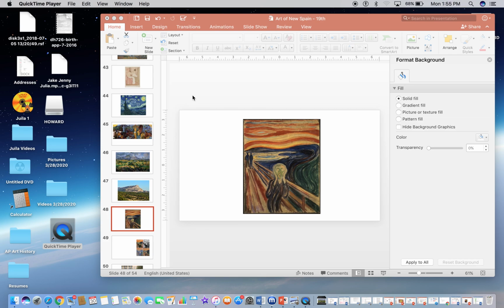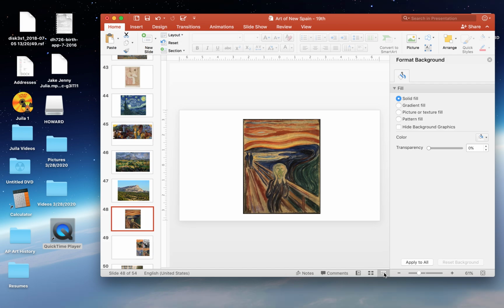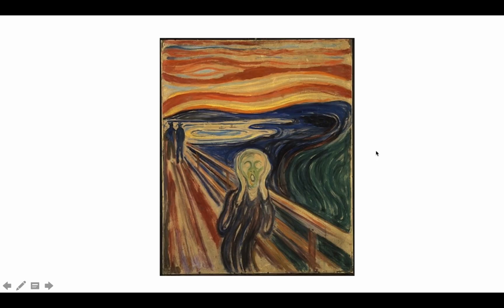We are continuing on. We are going to talk about our third slide. You might have seen this one before. It is called The Scream. It is by the artist, his name is Edward Munch. Okay, Munch. This is done in 1910.